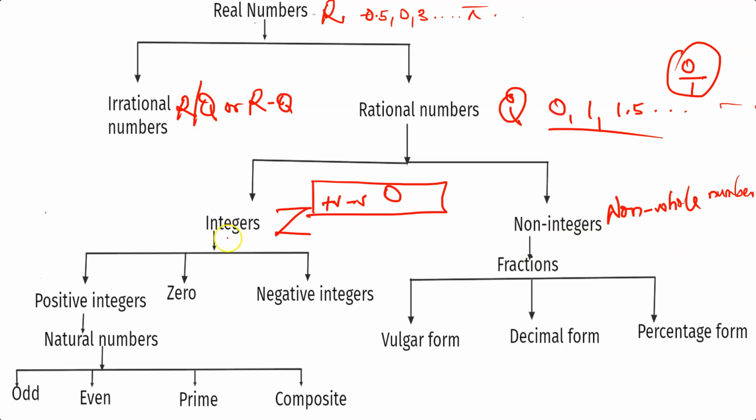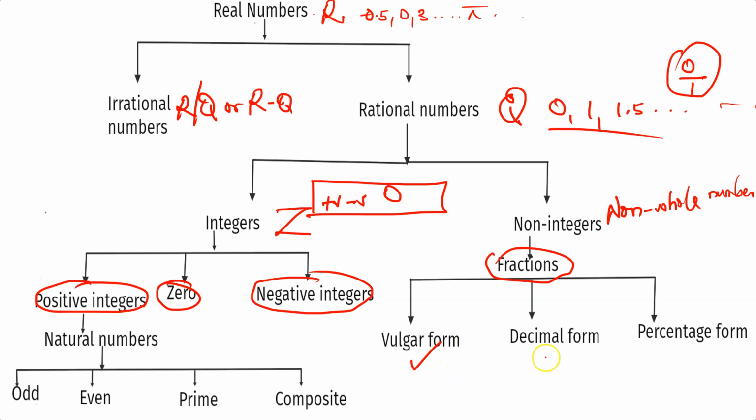The integers can be broken down into 3 different groups. The positive group, like I already gave an example, the 0 itself, and then the negative numbers. While the non-integers can be broken down as fractions. When we talk about fractions, a fraction can come in vulgar form, decimal form, and percentage form. Let me quickly talk about the vulgar form. A vulgar fraction is such a fraction where the numerator and the denominator are both natural numbers, but the denominator must not be a power of 10.